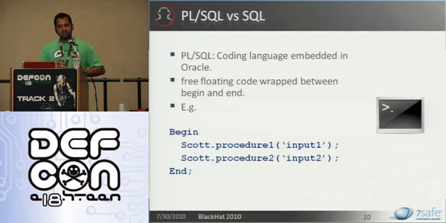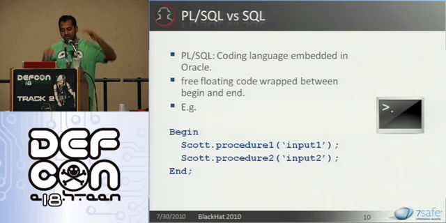Now, when it comes to exploiting SQL injections against Oracle database, it's important to understand that in Oracle there are two classes of this vulnerability, if I may say so. That's because Oracle has two coding languages. It has PL/SQL and SQL. PL/SQL is one coding language embedded in Oracle, which is really powerful. An easy way to understand PL/SQL is to consider this as a free-floating code wrapped between begin and end. So you have begin, end, and in between that you can have n number of statements. So you can have procedure 1, procedure 2, and so on and so forth.